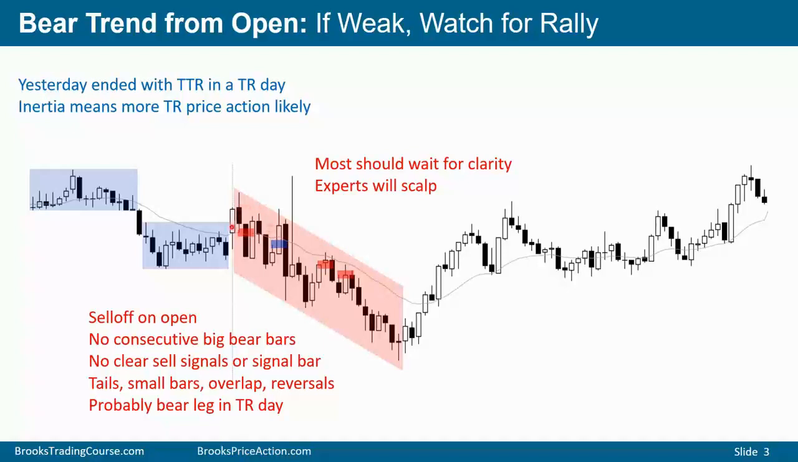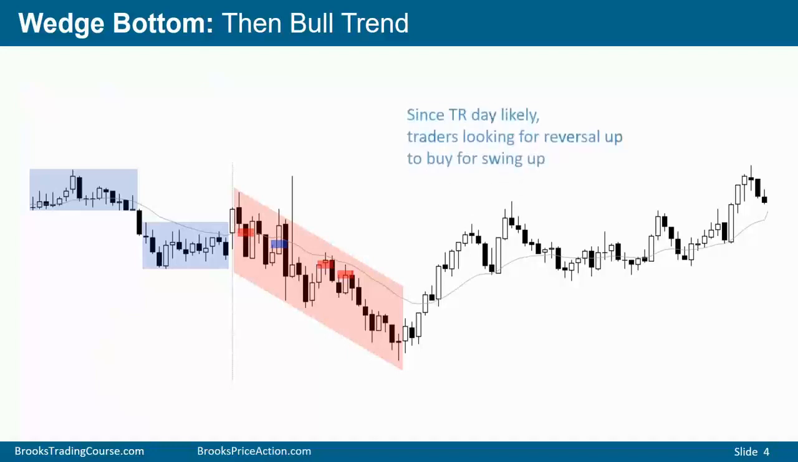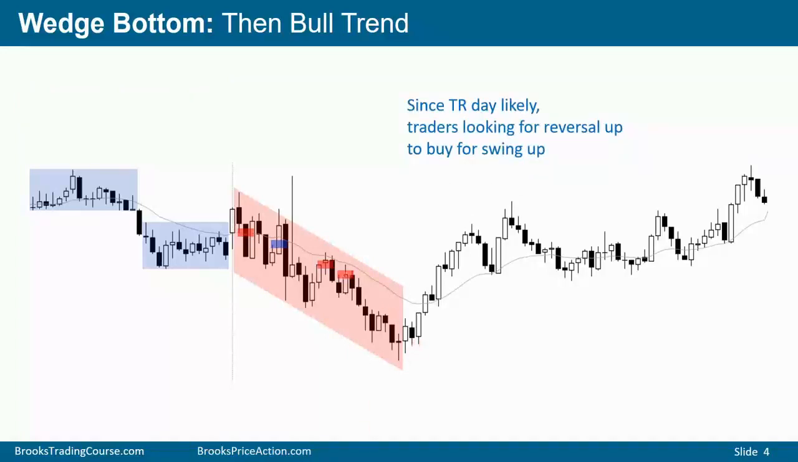Most traders should wait when they see the market behaving like this. Expert traders will scalp. They'll sell below for a scalp, they'll buy above for a scalp. They'll sell bull closes near the moving average, they'll sell above a bear bar, a weak-looking buy setup, betting that it will go down. At some point, you conclude that a trading range is likely, and therefore traders will look for a bull leg in the trading range, a reversal up.